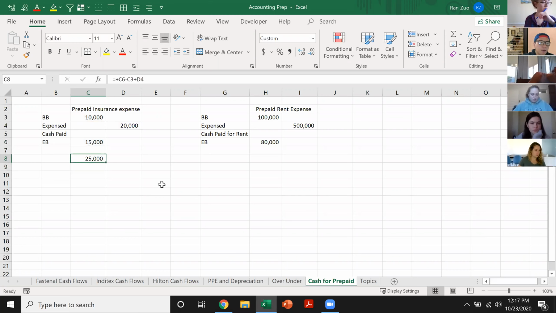Help make it clear. All right, so prepaid rent expense. Similar idea. You started the year with $100,000 in prepaid rent. This is like Chipotle or something. They prepaid their rent, and you guys prepay rent too, right? Like you pay on the first of the month to stay in the month. You started with 100,000. You ended with 80,000, right?